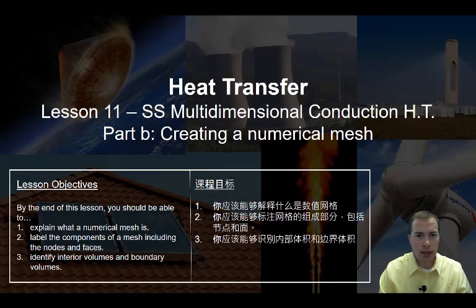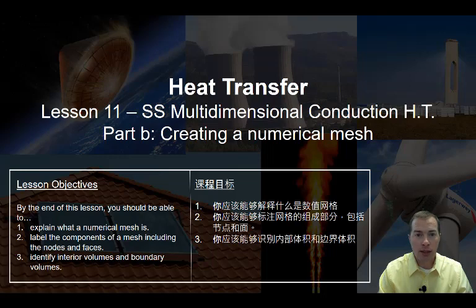This is the second part of the 11th lesson in heat transfer, focused on steady-state, multi-dimensional conduction heat transfer. In the second part of the lesson, we will talk about how to create a numerical mesh for use in the finite volume method of approximating solutions to multidimensional conduction heat transfer problems.